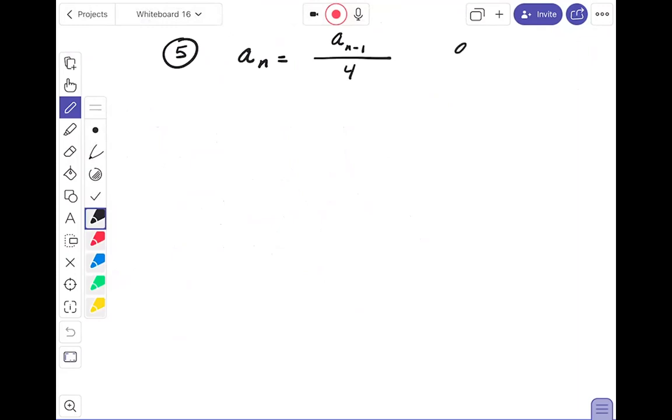And then they tell me A1 is equal to 12. This is known as a recursive sequence. It's defined in terms of itself. For example, in order to know An, you would have to know what comes before it. So what do they want me to do?